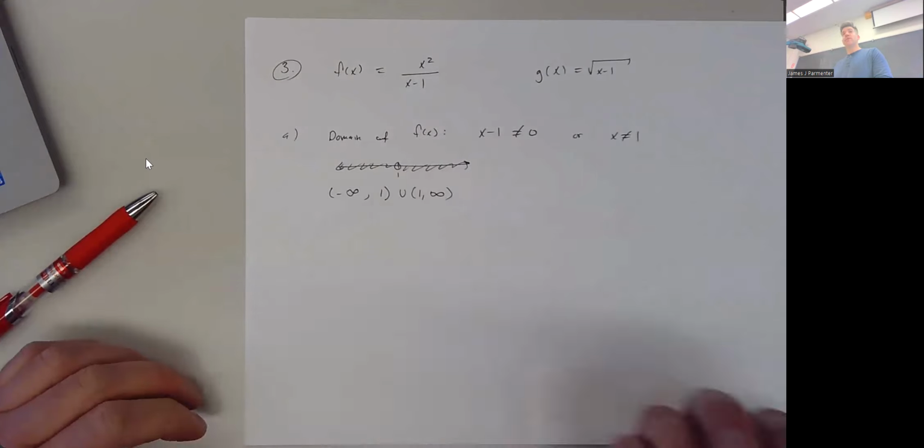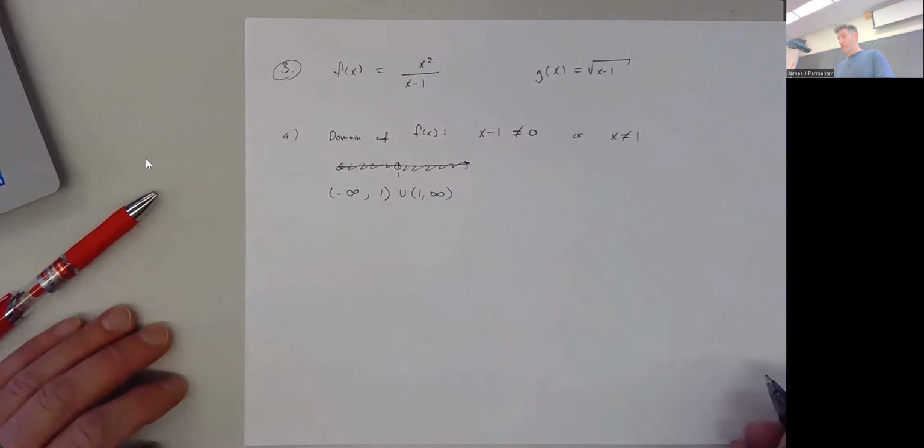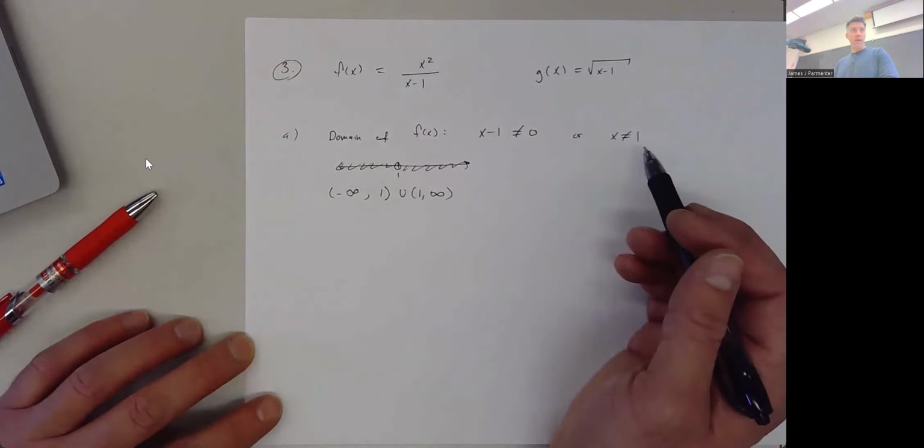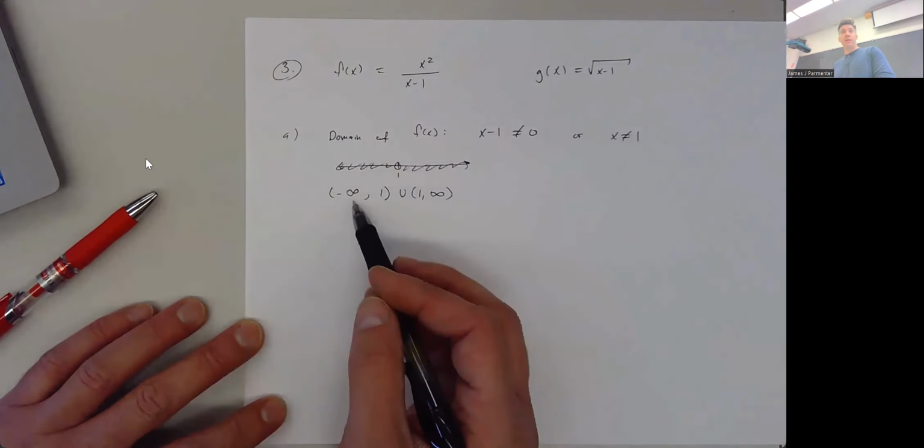You definitely are expected to write your domains in interval notation. So if you just write x not equal to 1, you'll probably get some partial credit, but the expectation is you write the domain like this.